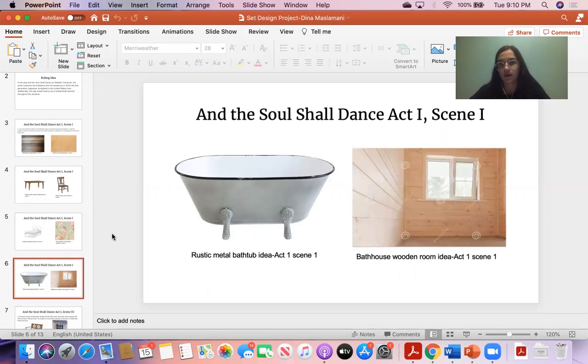Lastly, in Act 1 and Scene 1, I wanted to do something different. I wanted to make the bathhouse outside, not inside the house. And I chose to present a wooden room like this one because, as the play described and explained, Masako burned down the house, the bathhouse, and this is the rustic metal bathtub that I wanted to include in the bathhouse.